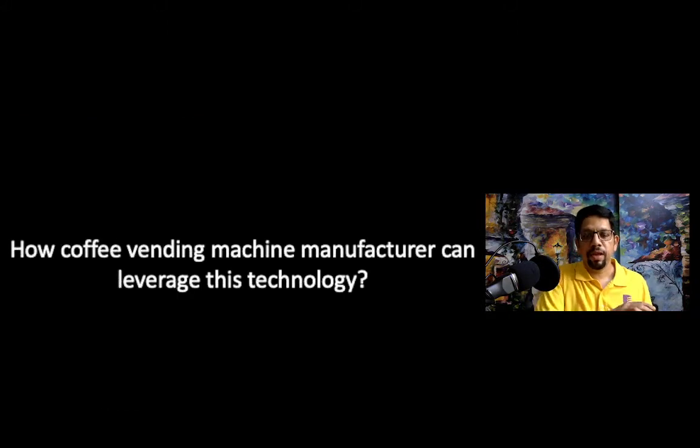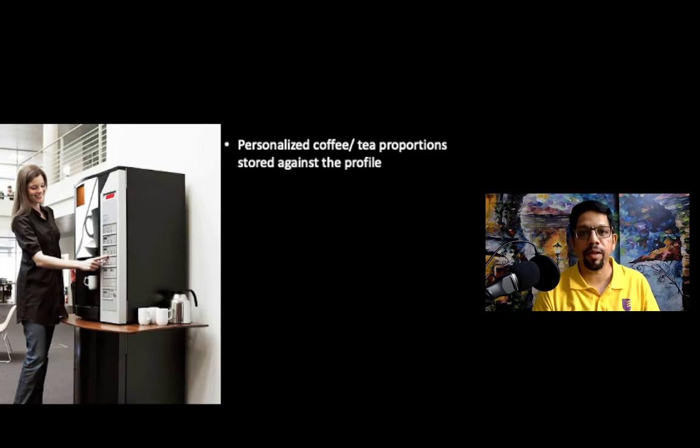Now let's look at it from the manufacturer side. A manufacturer of the coffee or tea vending machine can also get interesting data. For example, the coffee vending machine now can have a personalized coffee and tea proportion. People are very particular about what kind of coffee they want to consume, what the proportion of coffee is, what milk needs to be added, whether it should be sugar, no sugar, and stuff like that.